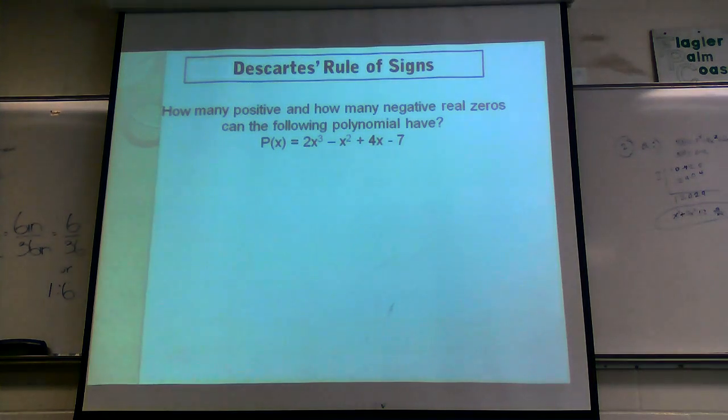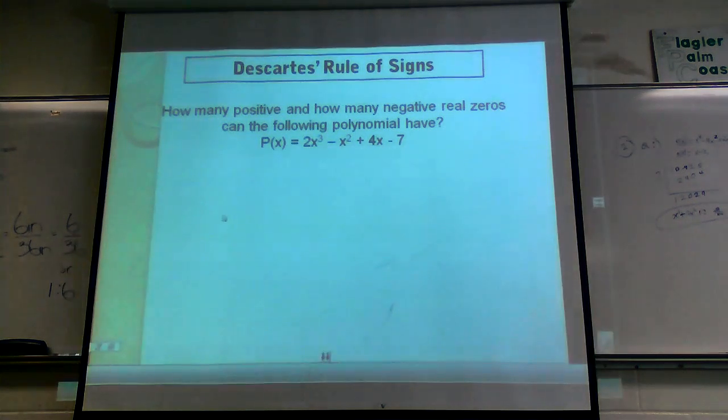So there's my p of x, my polynomial. I just asked you, look at it, and tell me what is the possibility for positive and negative real zeros. I'm not asking you what the actual zeros are, and I'm not asking you to make a definite determination of how many there are. I'm just saying list all the possibilities for how many could exist. So I'm not going to put a definite term on it, like there's going to be 3 here or 5 there, or whatever.